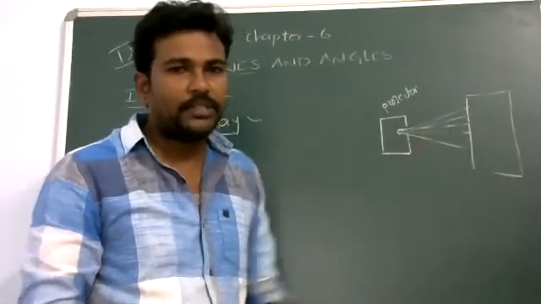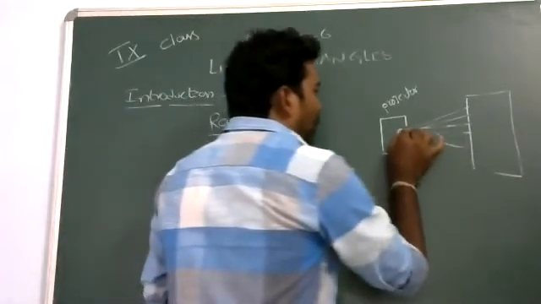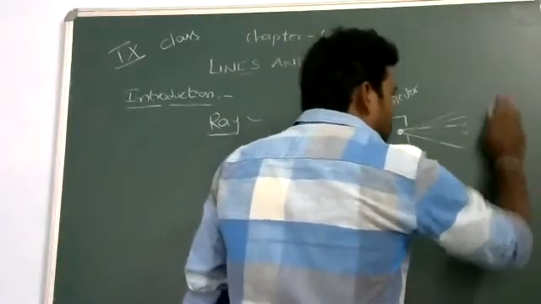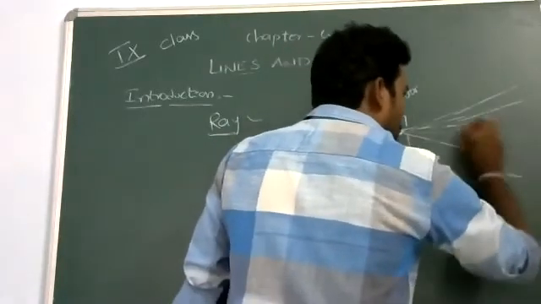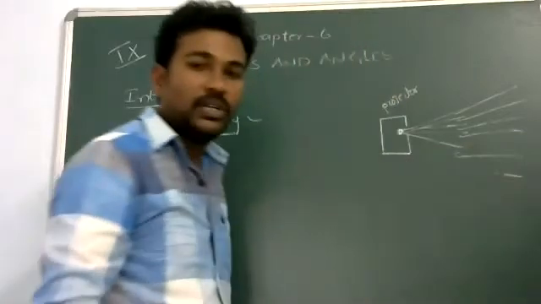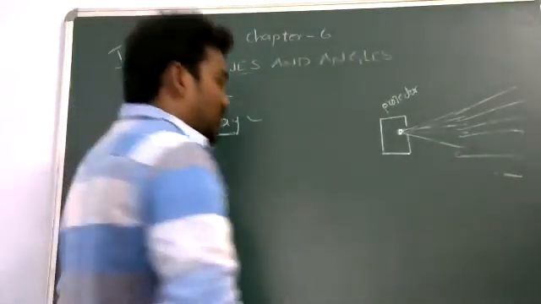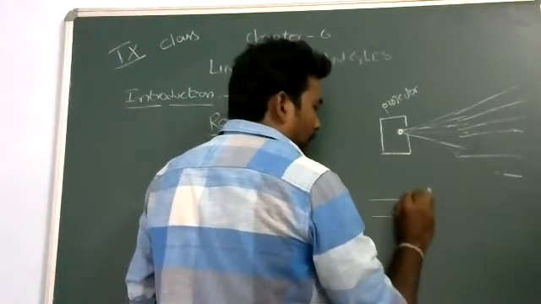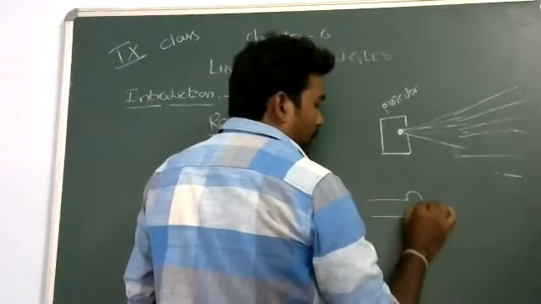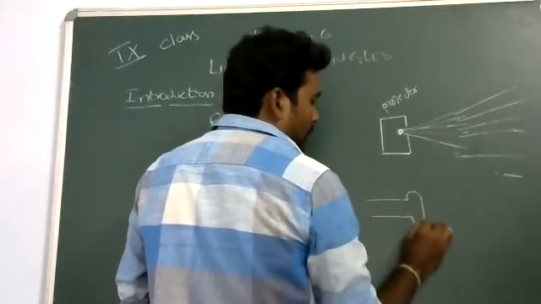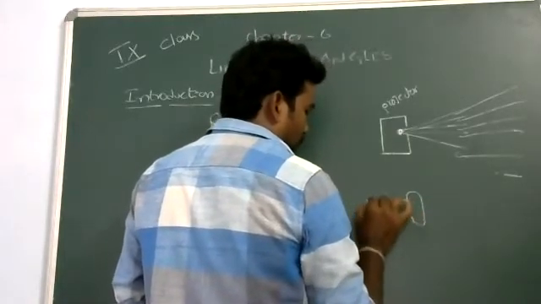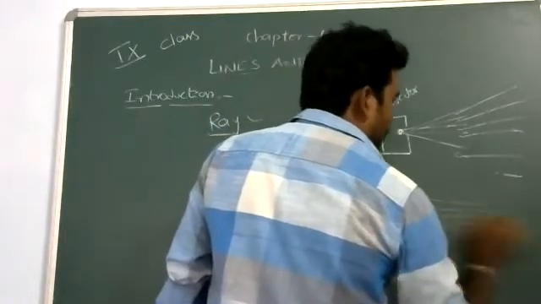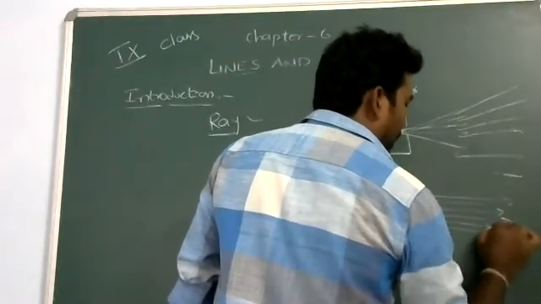Is it clear? So how many endpoints are here? Suppose one endpoint. If the screen is not there, then it can go on like this. There is no endpoint for this one. Similarly, a torch. These are the examples of rays.